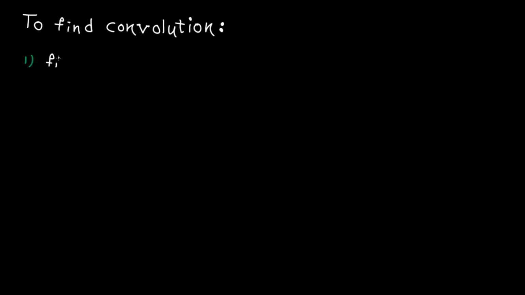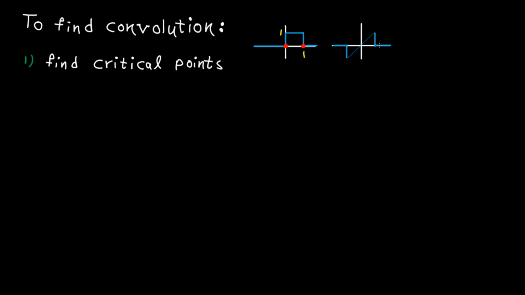Step number 1. Find critical point in each signal. I call a point critical if the function is different before and after that point. For instance, if we have this signal, this is a critical point because before that the function is 0 and after that it's 1. Or this is a critical point because before that the function is 1 and after that it's 0.